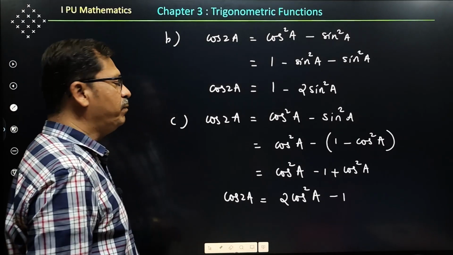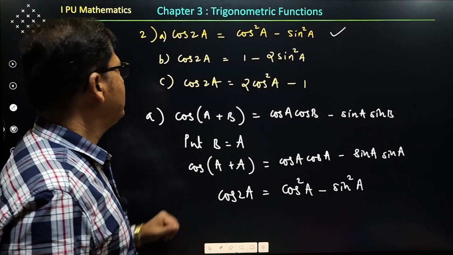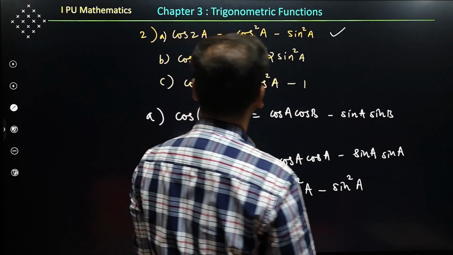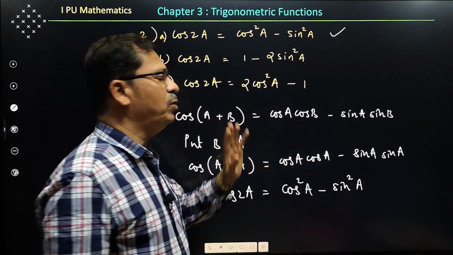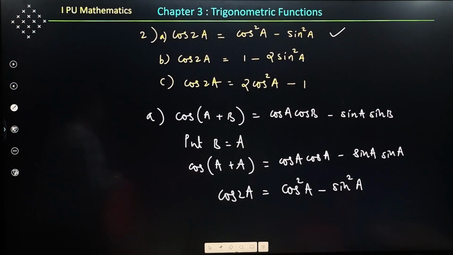3 results we have proved. One of the results is cos 2a equal to cos square a minus sin square a. Second one is cos 2a equal to 1 minus 2 sin square a. Third one is cos 2a equal to 2 cos square a minus 1. So these are the very important fundamental results as far as the multiple angle 2a is concerned.